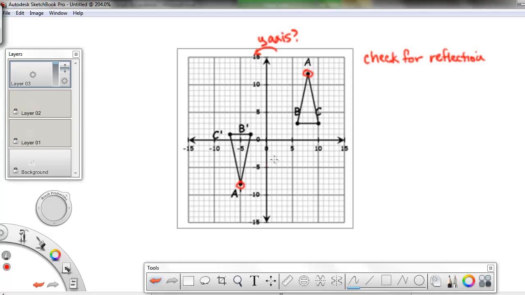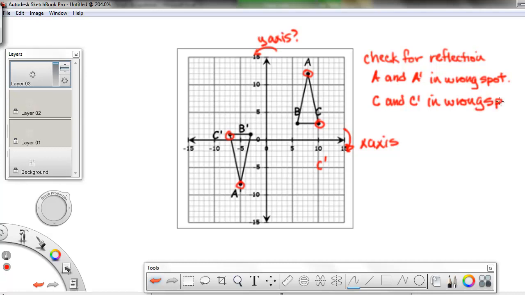If you look at A, if it's a reflection around the y-axis, both of them should be on top. You can see that A prime is on the bottom instead of the top, so A and A prime are in the wrong spots. The other thing that we can check for is a reflection around the x-axis. When I do that, C and C prime should both be on the right-hand side, but C prime is on the left-hand side. So that lets us know that it's not a reflection.